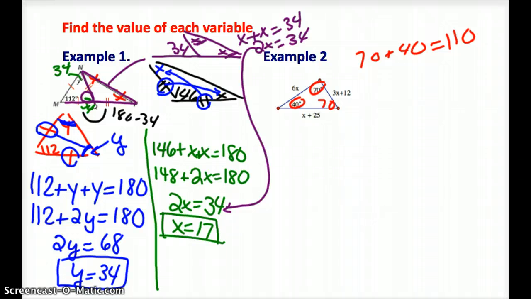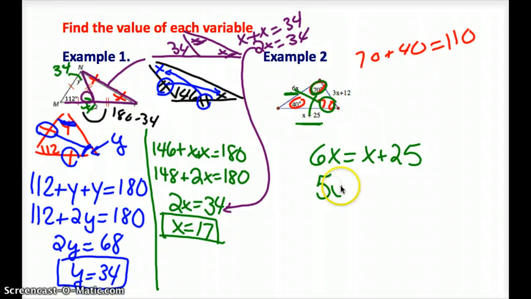So at that point now, here are my angles that are equal. So I'm looking to my sides opposite. So I need to use my 6x, and I need to use my x plus 25. So I'm going 6x equals x plus 25. You can't just guess. You've got to know why you're doing that. Move your x. 5x equals 25. x equals 5.